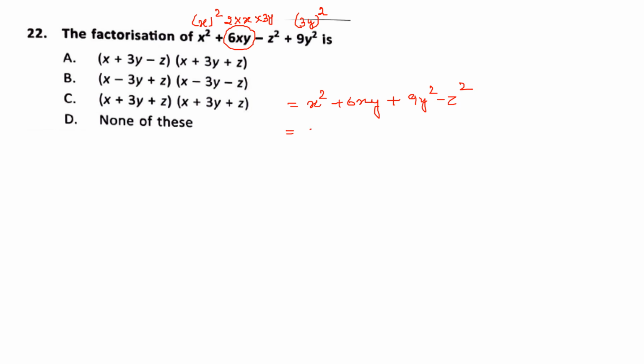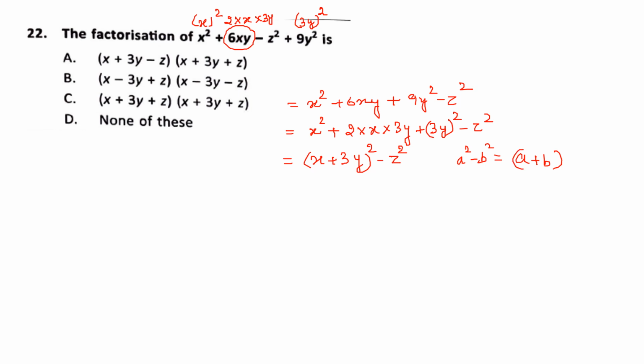And from here I can write x square plus 2 into x into 3y plus 3y whole square minus z square. And this will give me x plus 3y whole square minus z square. I have used the identity. Now again I can use the identity here. If I consider x plus 3y as a and z as b, the identity will be a square minus b square, and a square minus b square means a plus b into a minus b, right? This is the identity, where a is x plus 3y and b is z.